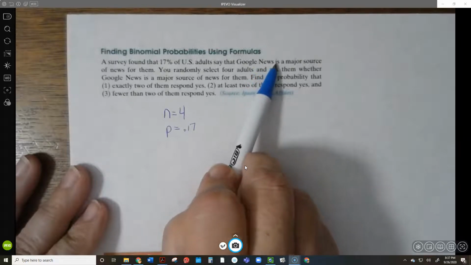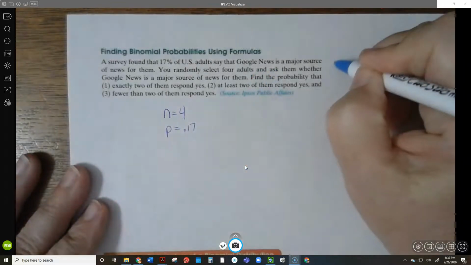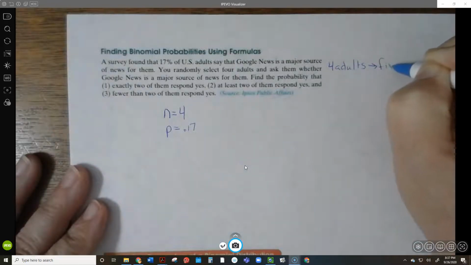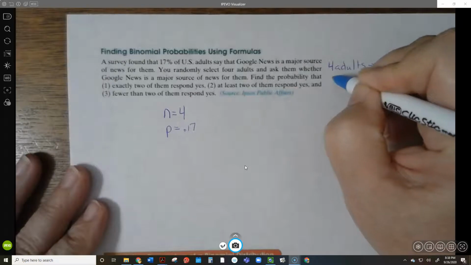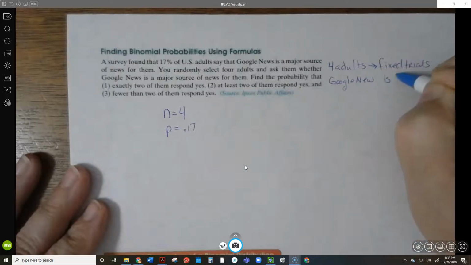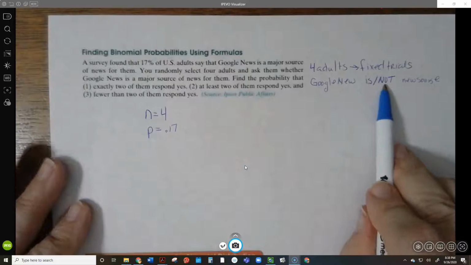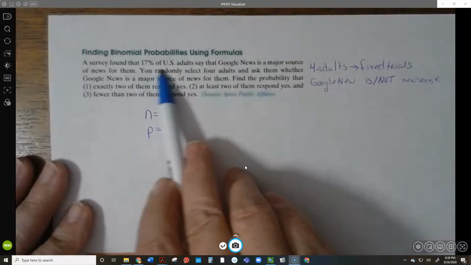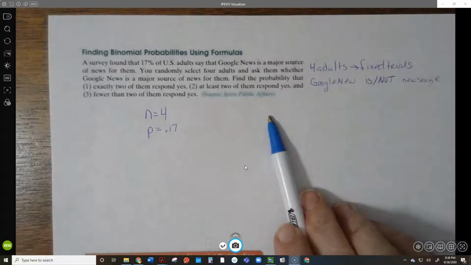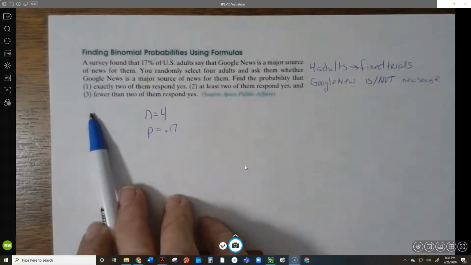Google News is a major source or Google News is not. So maybe you want me to write this down. 4 adults is my fixed trials. Google News is or is not a news source. There's 2 outcomes. Google News either is or it's not a news source. And then 17% say that it is. So that is our probability of success.